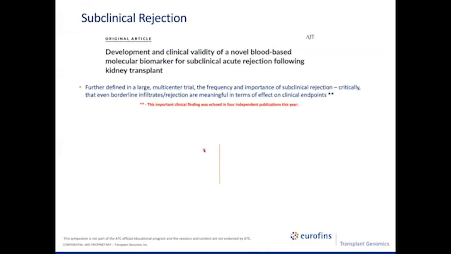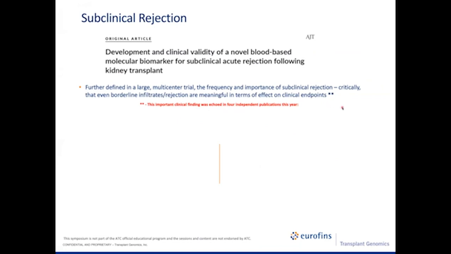And we've learned a lot about subclinical rejection in the last couple of years. On top here is a paper that we did reporting the findings of the CTOD-8 trial, where we developed and validated a novel blood-based biomarker for subclinical acute rejection after kidney transplant. But also, and importantly, we further defined in a large multicenter trial the frequency and importance of subclinical rejection, critically that even borderline infiltrates or rejection are meaningful in terms of effect on clinical endpoints.